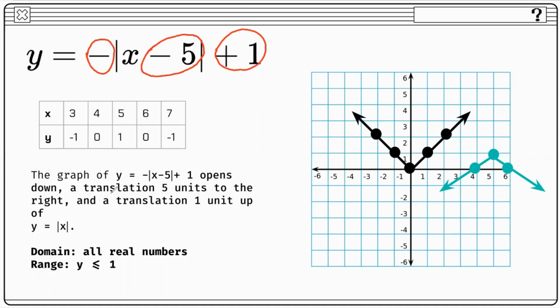And as for the domain, remember that for absolute value functions, that's going to be all real numbers. And for your range, that corresponds to all your y values. First look at your vertex, and so our vertex is at +1 on the y-axis, and from there all our y values are going down and are less than 1. So your final range is going to be y is less than or equal to 1.